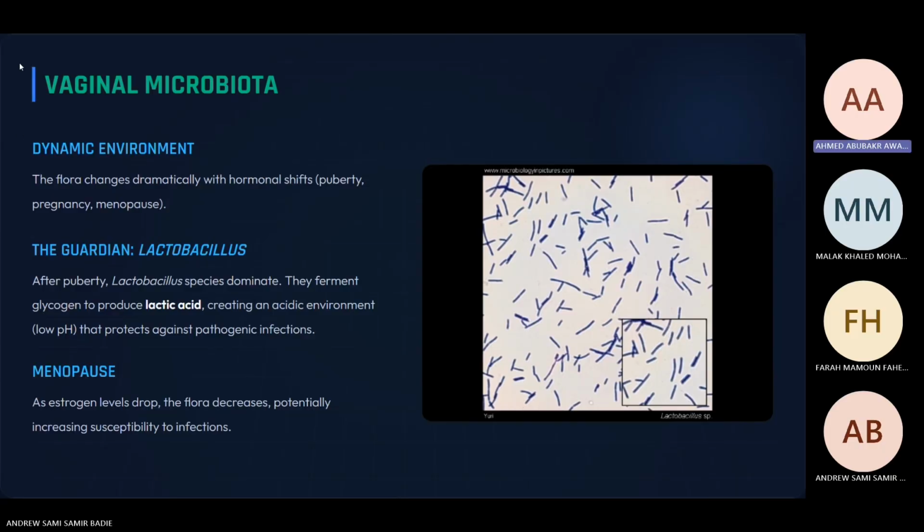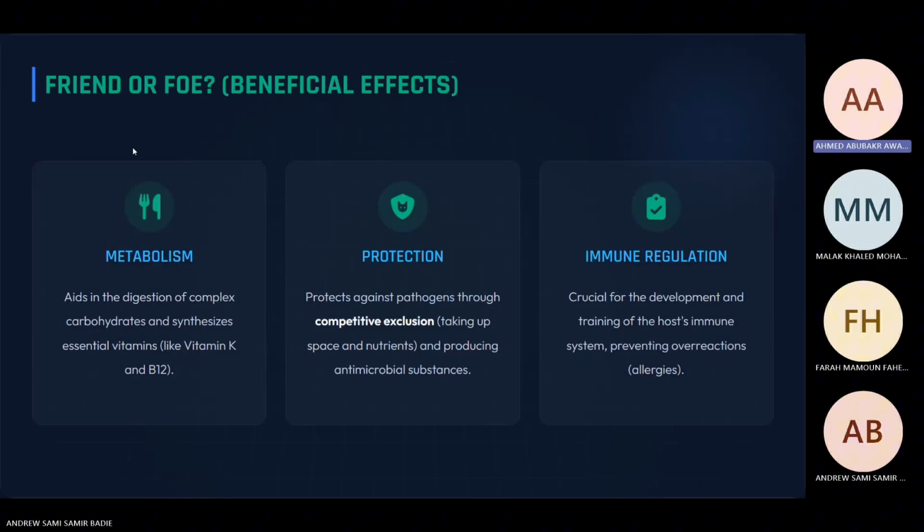So, what do you think about the microbiota? Is it friend or foe? Well, let's talk about the benefits of bacteria. Bacteria in our body are very important for metabolism. They can help us digest stuff that we can't, they break down fibers, and they can make vitamin K and vitamin B12, which are very essential for our diet. So it's just like free nutrients for us.